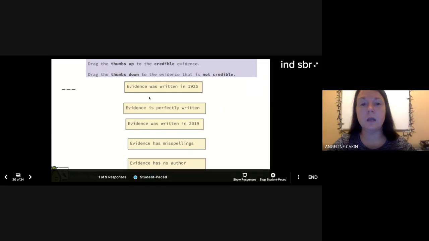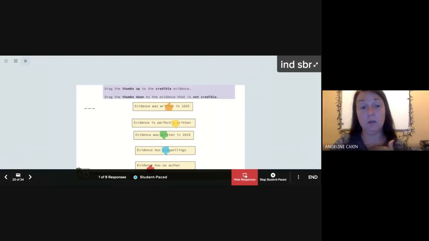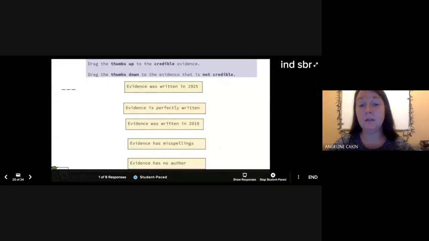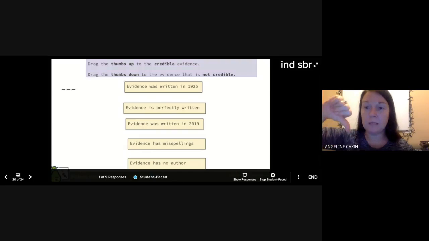So we're going to get into this a little bit more, but thumbs up, the source is credible. Thumbs down, it is not. So the evidence was written in 1925. Is that credible or not credible? Okay, so you're going to give it a thumbs up or a thumbs down. Evidence is perfectly written. Evidence was written in 2019. Evidence has misspellings, or evidence has no author. So give it a thumbs up or a thumbs down. So you're going to drag the little thumbs up there.